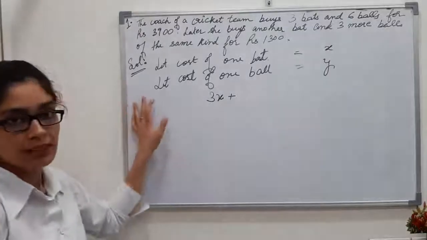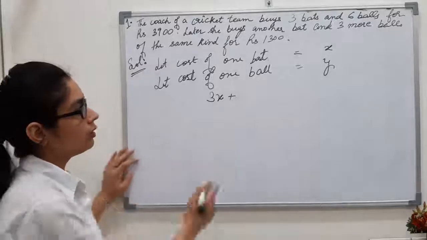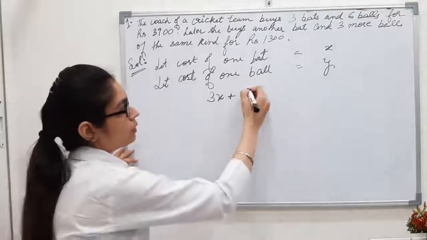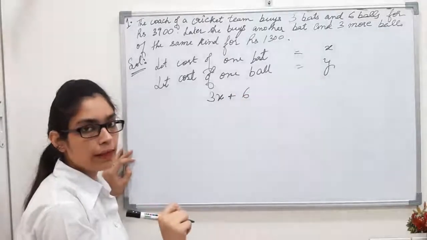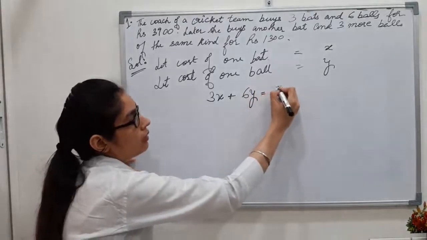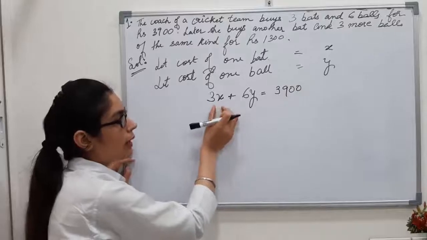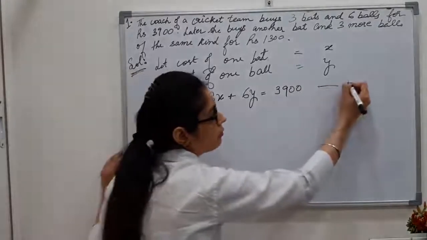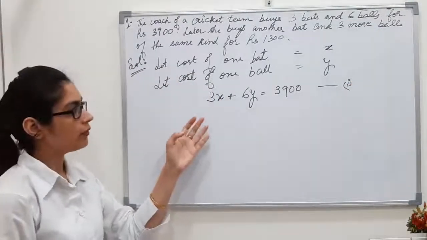Because she is purchasing bat and balls together, that's why I have written the plus sign. Then 6 balls. Similarly, if the cost of one ball is y, then the cost of 6 balls will be 6 into y. So together she purchased 3 bats and 6 balls for rupees 3900. This is our first equation. I hope you can understand my handwriting.